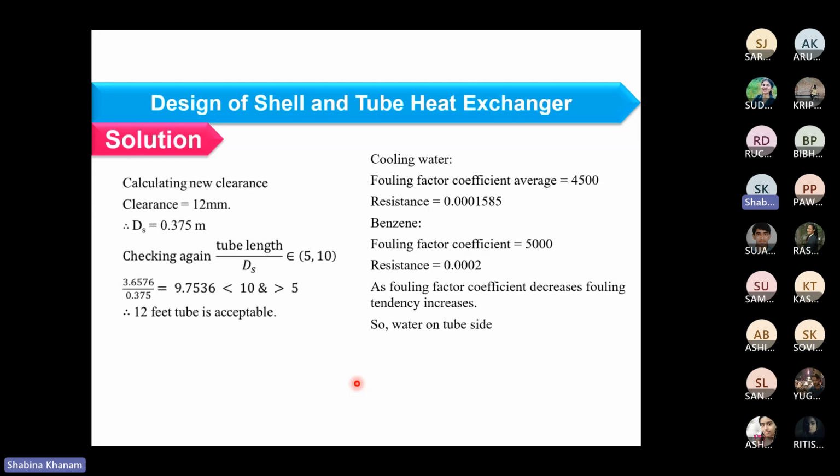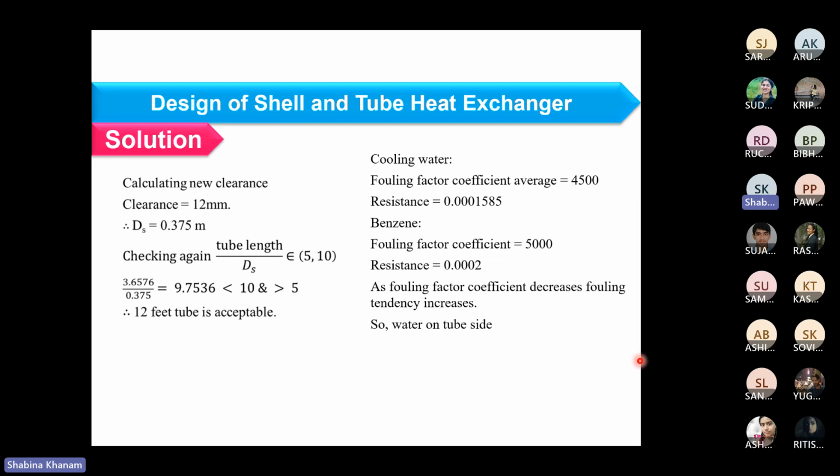And how can you choose that? One fluid you have is benzene, another fluid is cooling tower water. If you remember the priority order, the first one is corrosion, in tube side. Second is fouling. But if it is mentioned that a fluid has corrosive tendency, you can put that in the tube side, even if the fouling of that tube fluid is lesser.